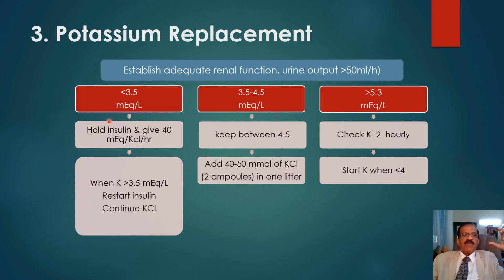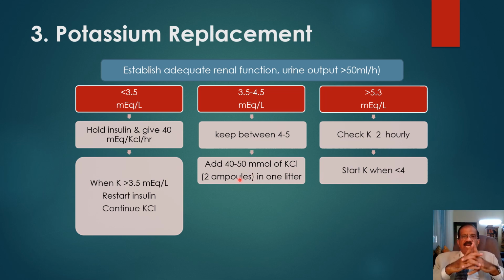Now important, if somebody's potassium is less than 3.5, then we should hold insulin, because insulin is going to push the extracellular potassium into the cells, causing more severe, critical hypokalemia, and then give 40 milliequivalents of potassium chloride per hour, like we did here. And then we keep monitoring. Once the patient's potassium has come to this range, 3.5 to 4.5, then we can restart insulin and we can continue potassium chloride also. So these are three situations.